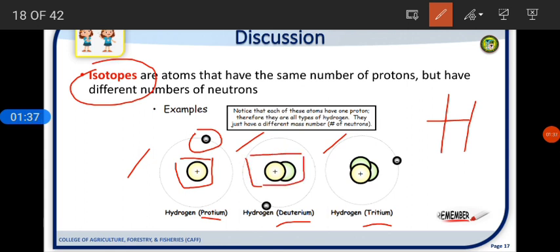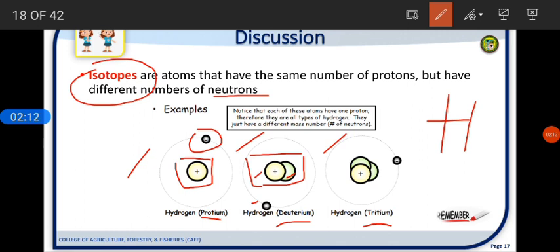deuterium. What have you observed? There is a presence of proton, there is a presence of electron, and there is also a presence of neutron. And remember, neutrons have no charge. That's why you cannot see any charge, whether positive or negative, because neutrons have no charge. So look at that one. In protium there is no neutron, whereas in deuterium we have 1 neutron.